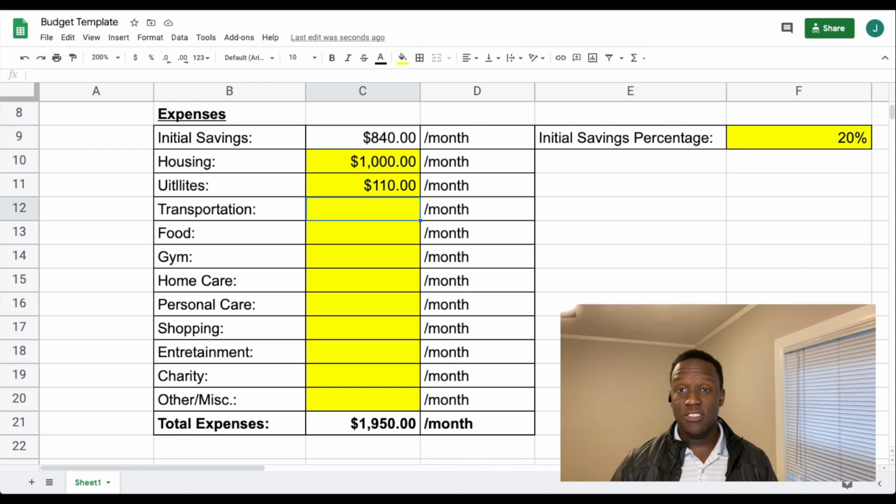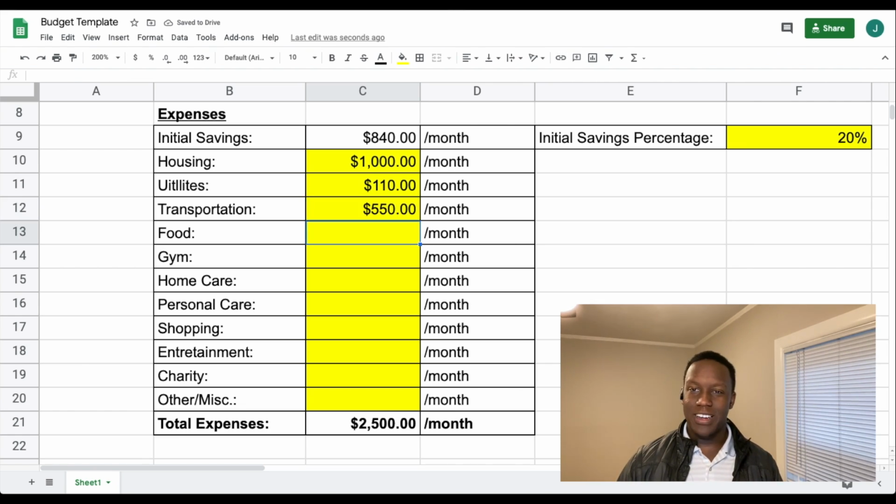Then the next expense is transportation. In this budget, we're going to call it transportation. Generally, what I put in transportation would be anything like car payment, gas, maintenance, insurance, any expense related to transportation. I would put it into this category. So for this budget, I'm going to use $500, and then I'm going to multiply it by 110% again, because it can fluctuate over time.